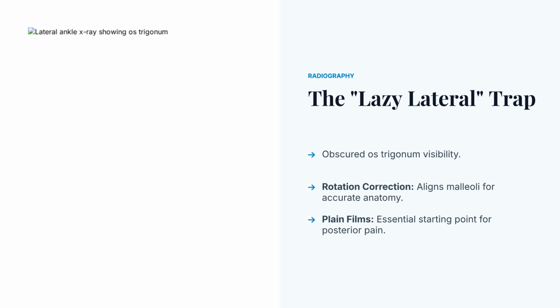We begin with standard radiography. Standard lateral views can often obscure key structures, like the os trigonum. Rotating the ankle to perfectly align the malleoli, we reveal these hidden structures. Plain films remain a crucial first step in deciphering posterior ankle pain.